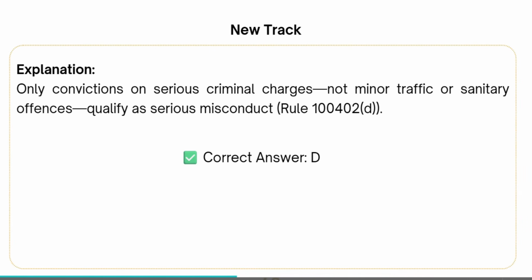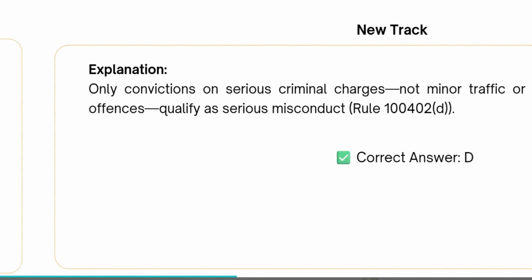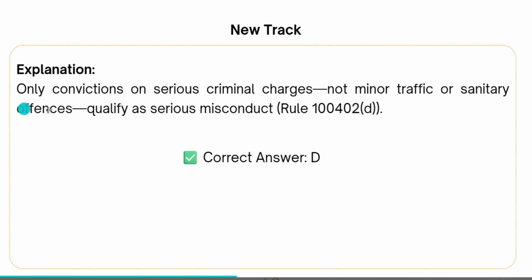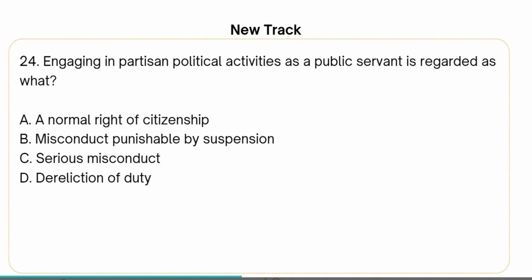The right option is option D, which says conviction on a criminal charge other than minor offenses. So the right option is option D. It says only conviction on serious criminal charges, not minor traffic or sanitary offenses, qualifies as serious misconduct according to the rule.